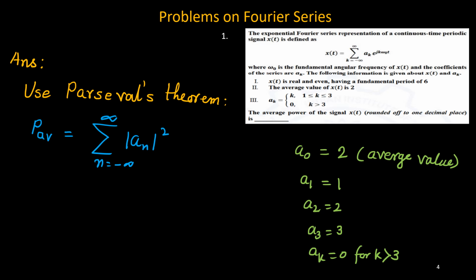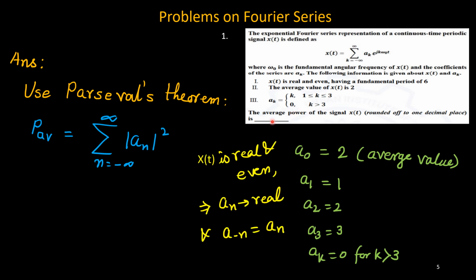But it is given that x(t) is real and even. So if x(t) is real and even, then a_n is always real. Okay, and a_n is real, and also a minus n is the conjugate of a_n, thus it is again a_n. So a minus n equals again a_n, right? So we can use this one here.